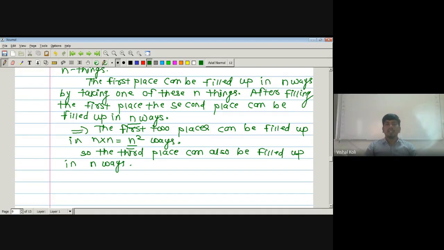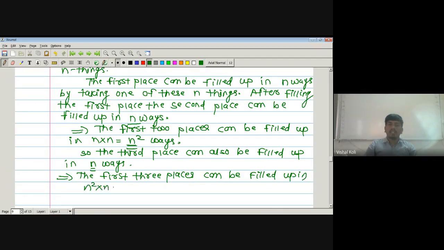So the first two places can be filled up in n square ways. The third place can be filled up in n ways, which implies the first three places can be filled up in n square into n, that is equal to n cube ways. This is for the third place.